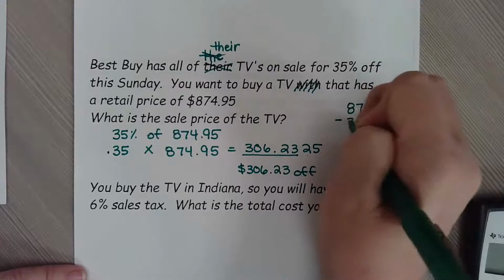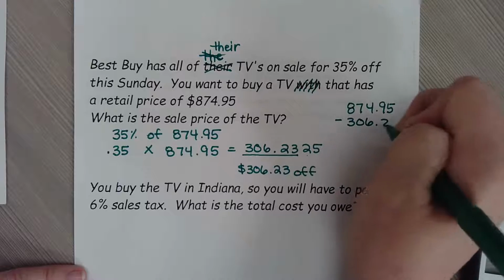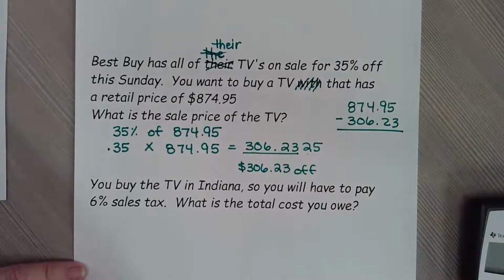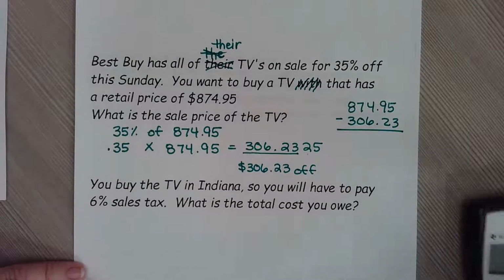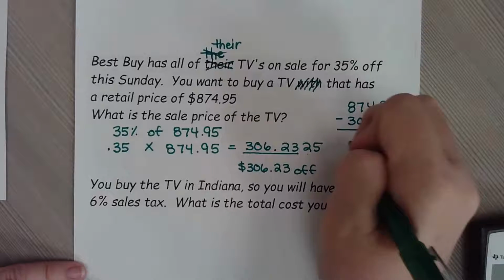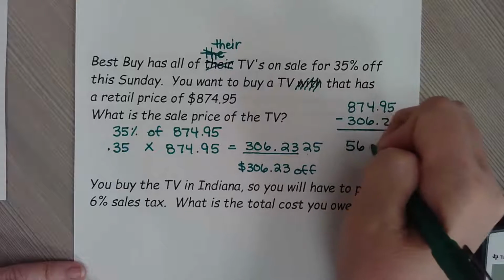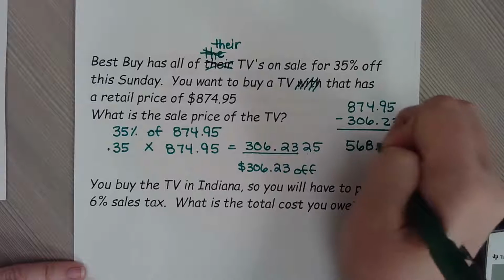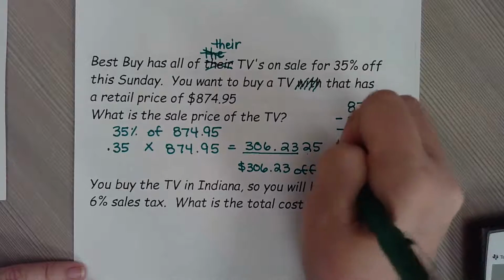$874.95 minus $306.23. Use your calculator here. And you would get $568.72.